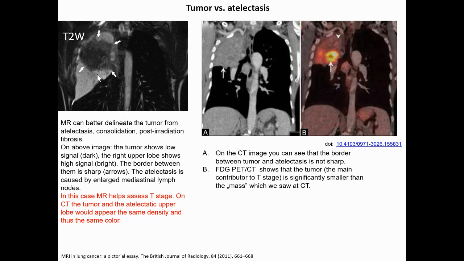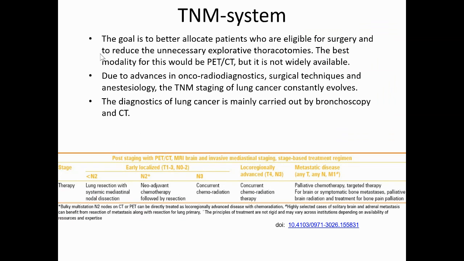And MR can also help us, because you can see over here that on the T2, the atelectasis is white, but the cancer itself is dark. So you can actually perform measurements on these images. The TNM is of course important because it allows us to better allocate patients who are eligible for surgery and to reduce unnecessary thoracotomies. The best modality would be CT, but it's not widely available and it's quite expensive.